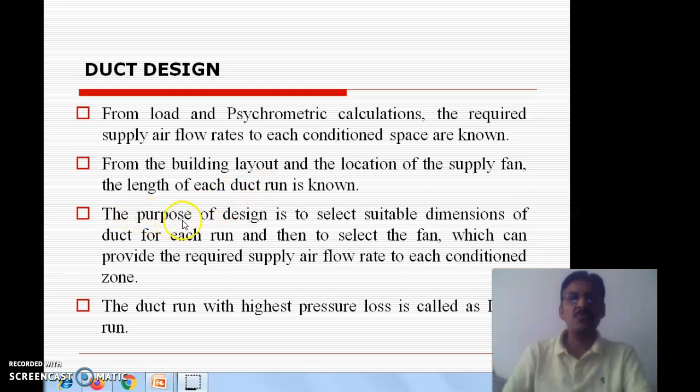So the purpose of duct design is to select suitable dimensions of duct for each run and then to select the fan, which can provide the required supply airflow rate to each condition zone. So the design of duct is nothing but to find out the diameter of duct in circular duct and find out the sizes of duct in square and rectangular ducts. The duct run with highest pressure loss is called the index run.